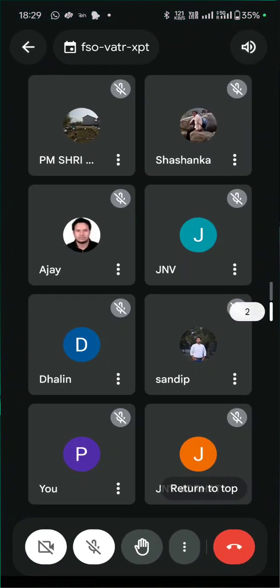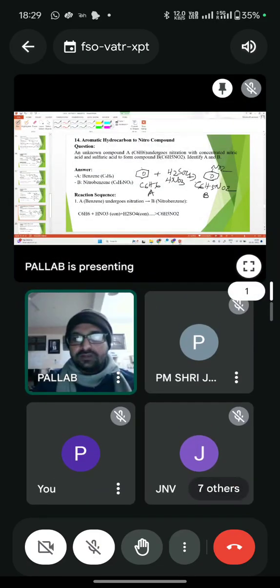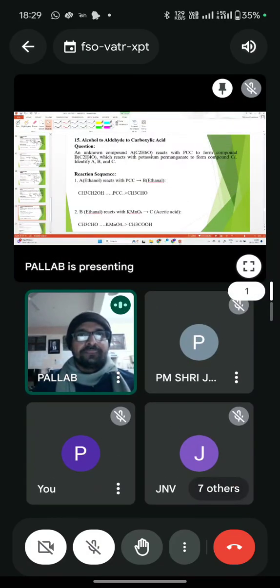C6H6 and this is C6H5NO2. The formula is matched, so A is this and B is this. Let's move to the next slide.